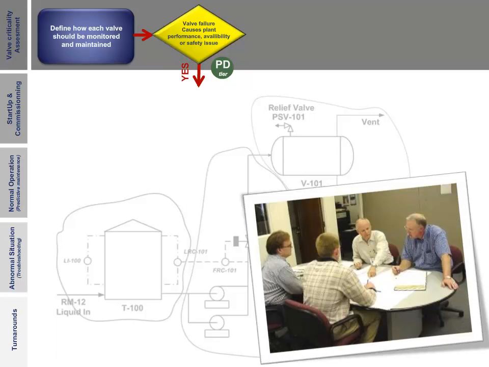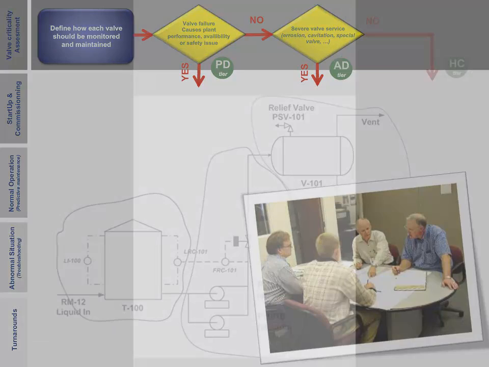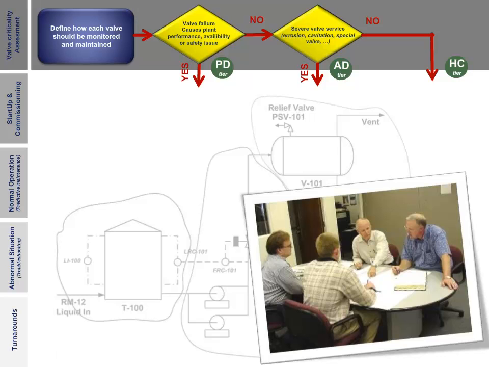If a failure of a specific control valve causes a plant performance, availability, or safety issue, then such valve should be fitted with a FIELDVUE DVC Performance Diagnostic, PD. If that is not the case and the valve is on a severe surface application, erosion, cavitation, flashing, etc., then the valve should be fitted with a FIELDVUE DVC Advanced Diagnostic, AD. If not, then the valve should be fitted with a FIELDVUE DVC Heart Communicating, HC.